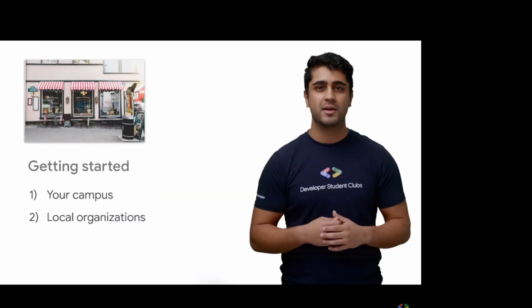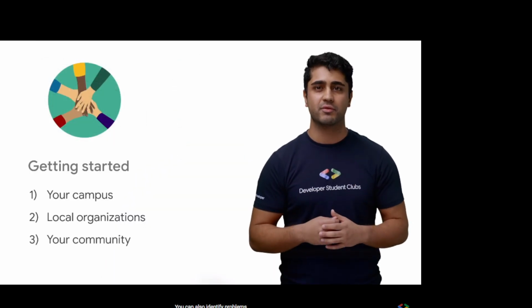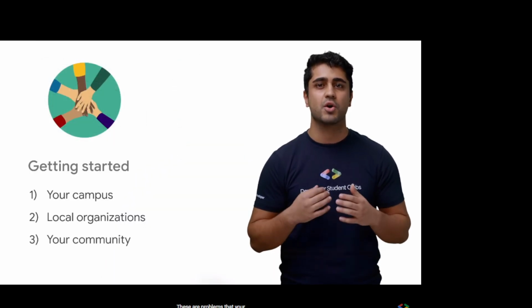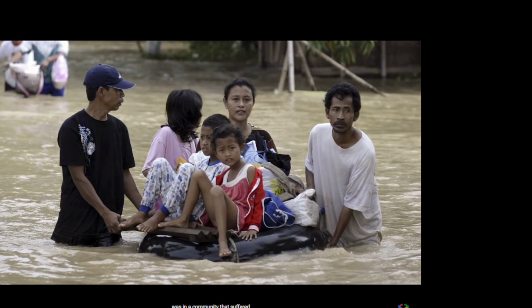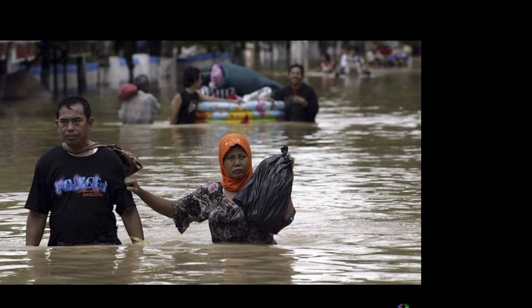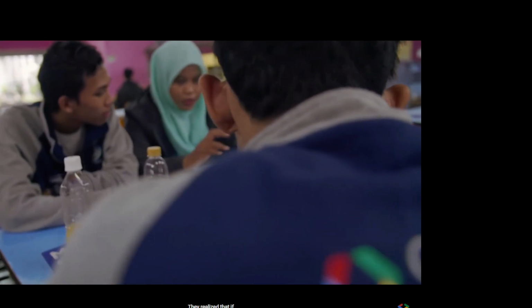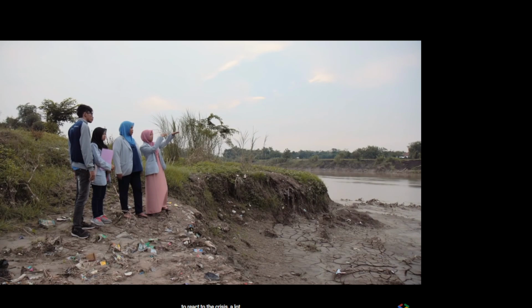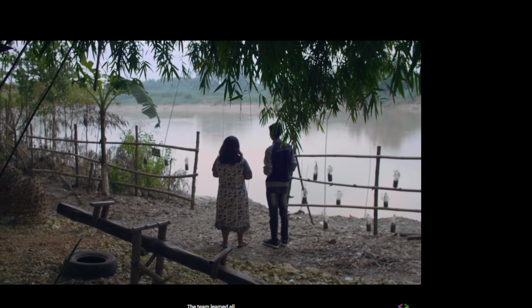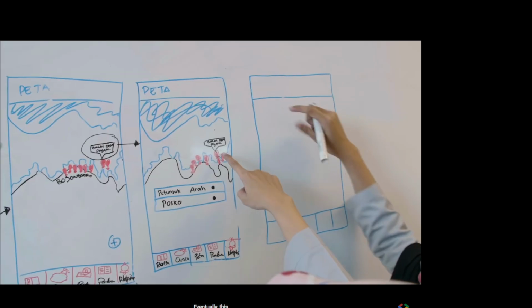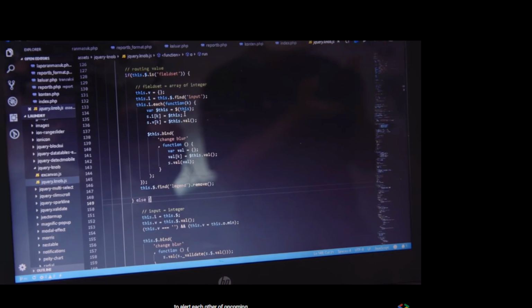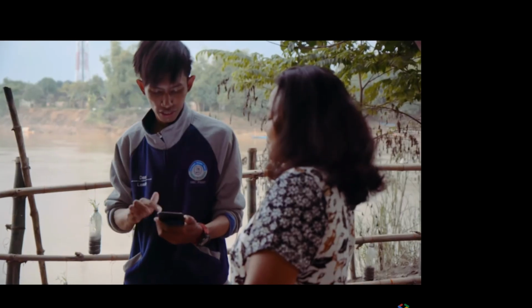You can also identify problems at the community level. These are problems that your community shares as a whole. One developer student club in Jakarta was in a community that suffered from floods every year, causing damage to homes and lives. They realized that if people had more time to react to the crisis, a lot of damage could be avoided. The team learned all of this by speaking to members of their community and learning about their pains. Eventually, this led to them creating an app that allowed users of a community to alert each other of oncoming floods, saving infrastructure, money, and lives.